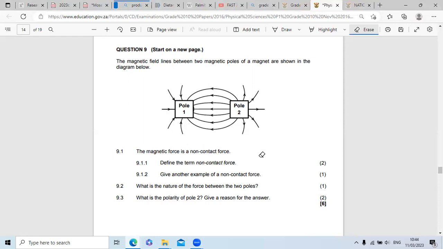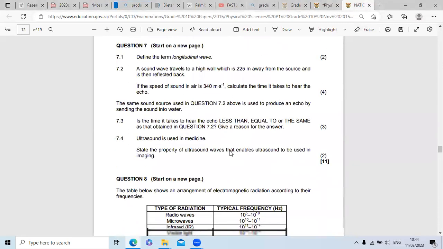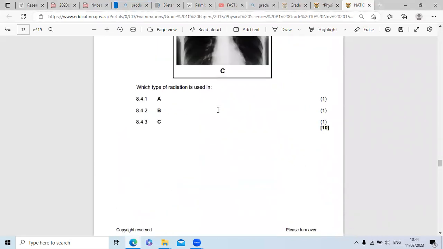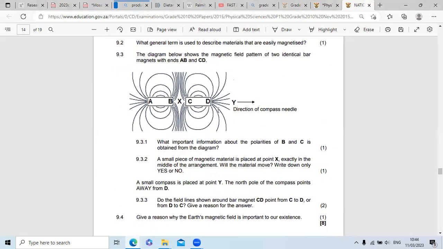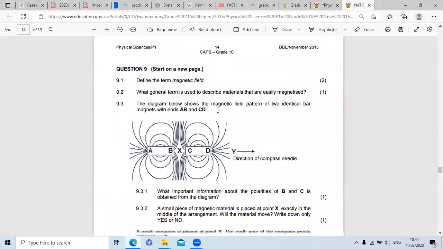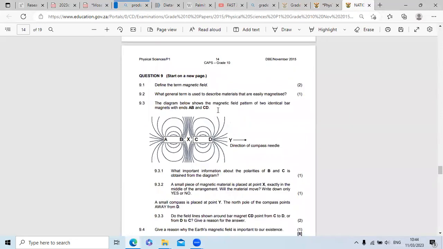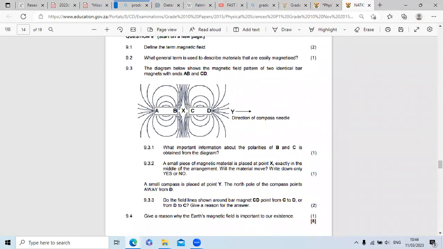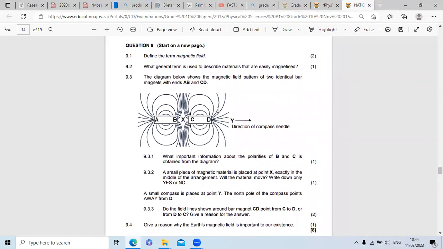So basically, this is the type of question that you're gonna be dealing with when it comes to magnetism. Magnetism doesn't really have that many marks, but that doesn't mean you should undermine it. Most questions have like 10 marks. Magnetism usually has between 6 and 8. So let's try this one.